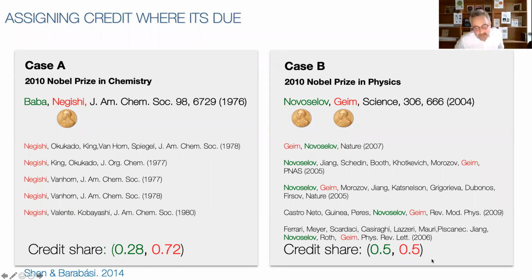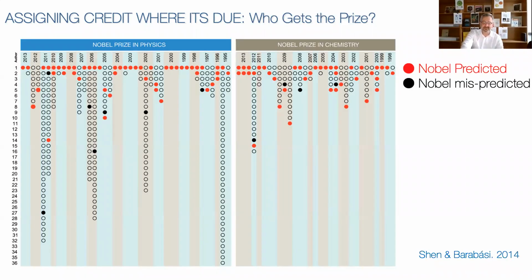So fine, we have a formula that works all right in these two particular cases. How do we know that the formula does work in general? Well, in order to test that, we need to find situations where the community has publicly decided who should get the credit. And of course, a good example of that is the Nobel Prize itself.